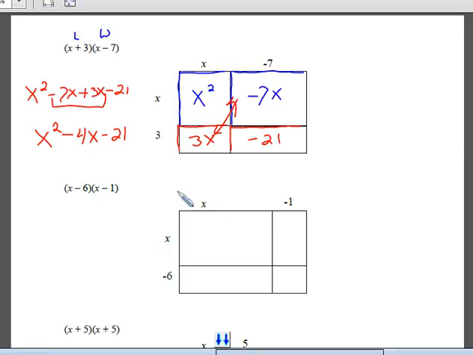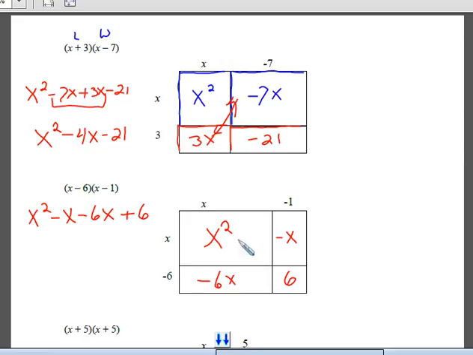Okay, so let's try the next one. So x times x, x squared. Negative 1 times x, negative x, or negative 1x. Negative 6 times x, negative 6x. Negative 6 times negative 1 is positive 6. Alright, so I've got x squared minus x minus 6x plus 6.